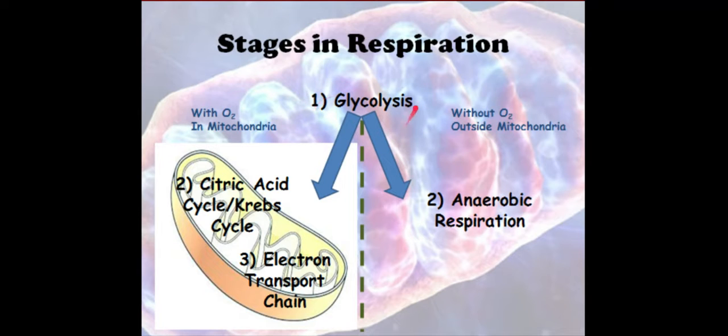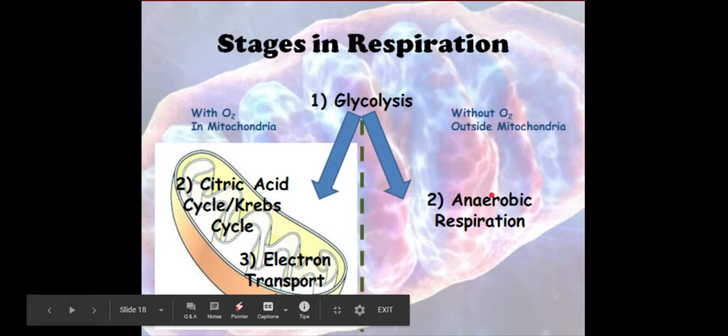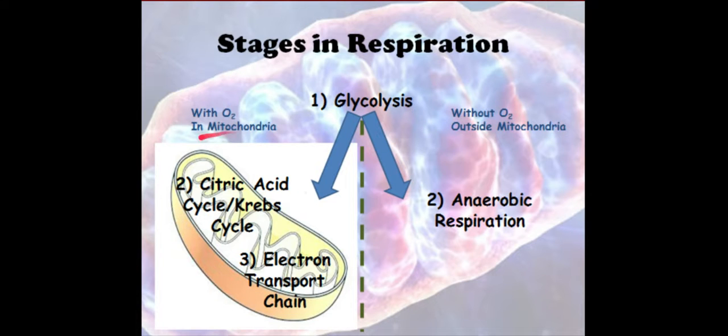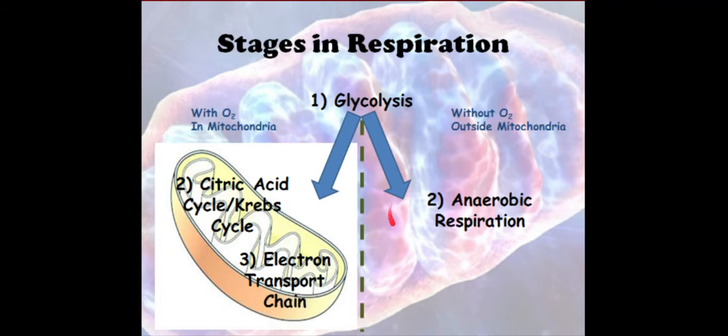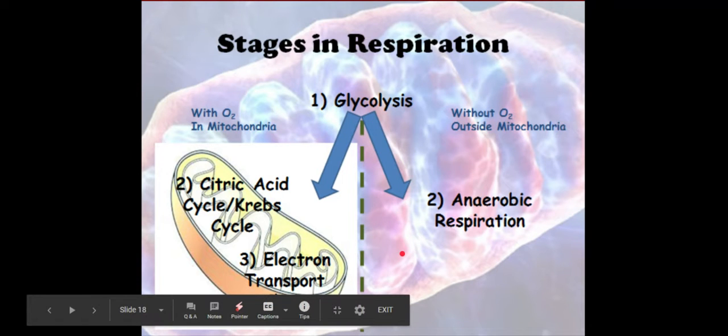Glycolysis occurs with oxygen or without oxygen because it occurs outside the mitochondria. The glycolysis here can either go into anaerobic respiration or it can go into aerobic respiration. Aerobic respiration means that we have a plentiful supply of oxygen, whereas anaerobic means we do not have a plentiful supply of oxygen, or no oxygen.